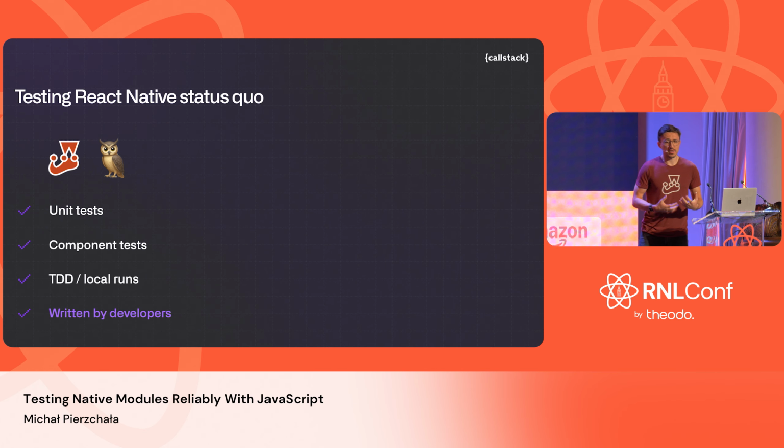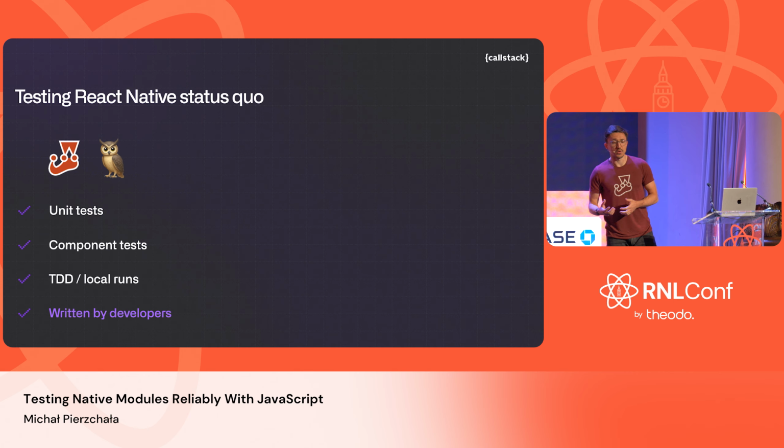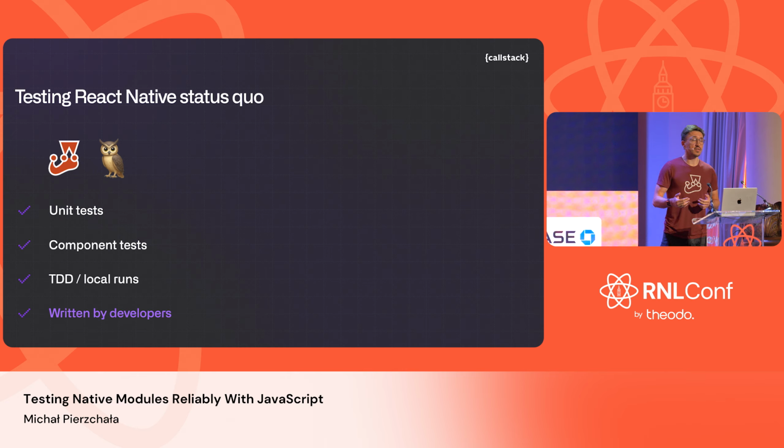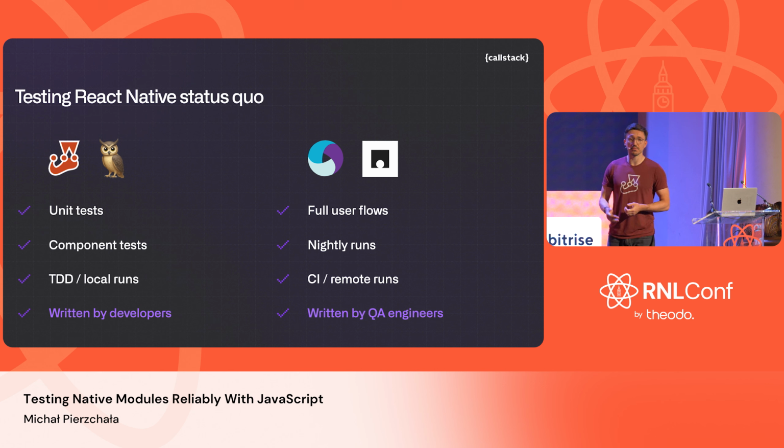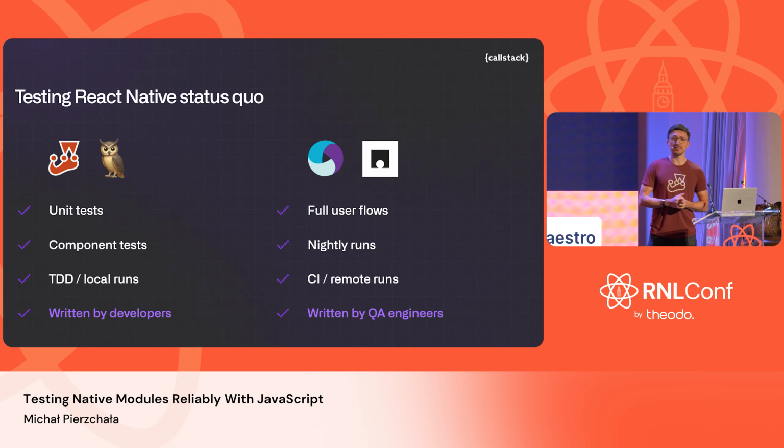So we ended up in this status quo where we have those JavaScript-based tests, which we use for unit or integration testing, component tests, TDD, and they're written by us, developers. And we have end-to-end tests, which are testing full user flows. They're usually run once a day because they're very expensive. I know code bases where tests were running for 17 hours straight. And they usually run on CI because they're too slow and cumbersome to run locally.